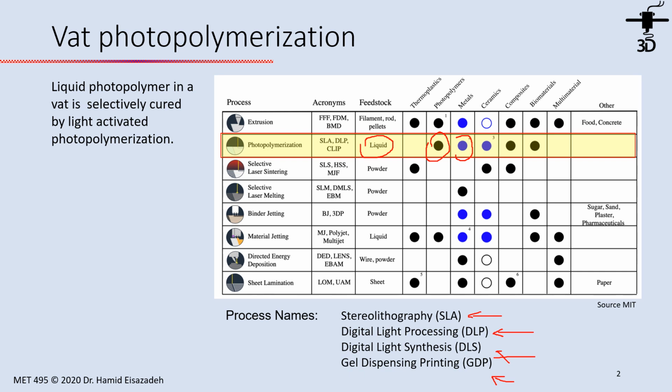biomaterial. But remember, we have two blue circles. This means it requires an additional process. It's not a one-step printing process. Mostly we know photopolymerization as SLA, and in this process we have a light that is going to activate the material. Once the material is activated, it becomes solid. Later on in this lecture, I will show you how the process works.